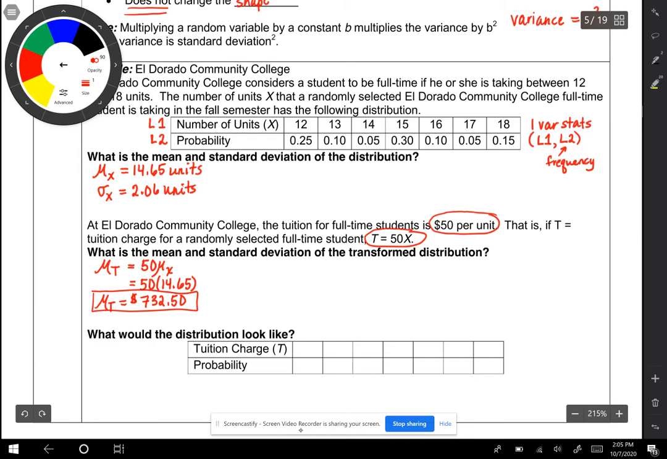And then for the standard deviation, the scaling does affect standard deviation. So you would multiply 50 times the original standard deviation. So it'd be 50 times 2.06. And that is 103.